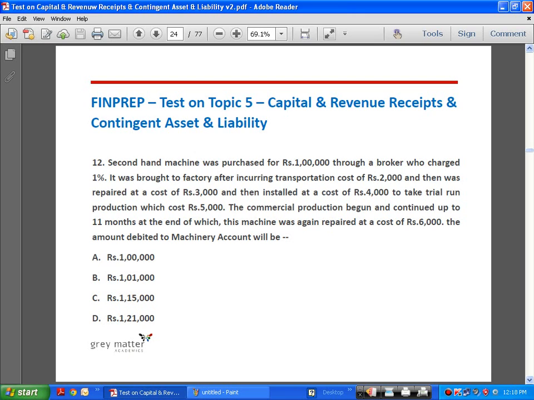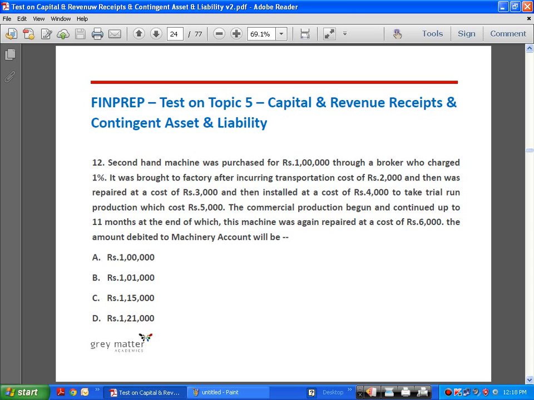So the basic purchase price is rupees 1 lakh. The broker charged 1%, so broker commission is 1% of 1 lakh, which is 1000. Right. The next expenditure is that it was brought to the factory after incurring transportation cost of 2000. So the expenditure that is incurred in order to bring the machinery to the place where it is to be used is to be added to the cost of the machinery. So we will add 2000 to 1 lakh 1000. Right. So 1 lakh is the basic cost, 1000 is the brokerage. So now it becomes 1 lakh 1000, to which we add 2000, which is the transportation cost. So now the cost becomes 1 lakh 3000.